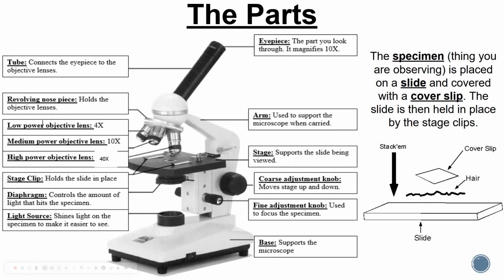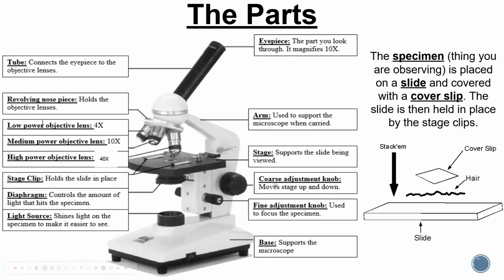There are 2 more parts that I didn't explain yet, and I'll go over that right now. We have the adjustment knobs. There's the coarse adjustment knob, and then there's the fine adjustment knob. So the coarse adjustment knob is used to move the stage up and down. So if your stage is down here, you can turn the coarse adjustment knob to bring it up closer to the lens. And this moves the stage a little bit as well, but not much. It's called the fine adjustment knob.